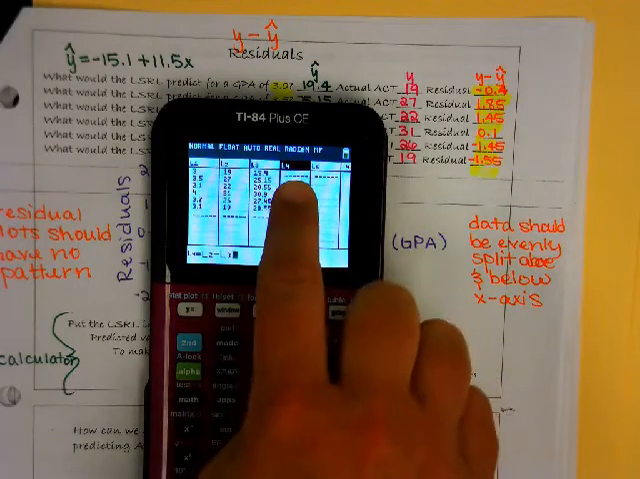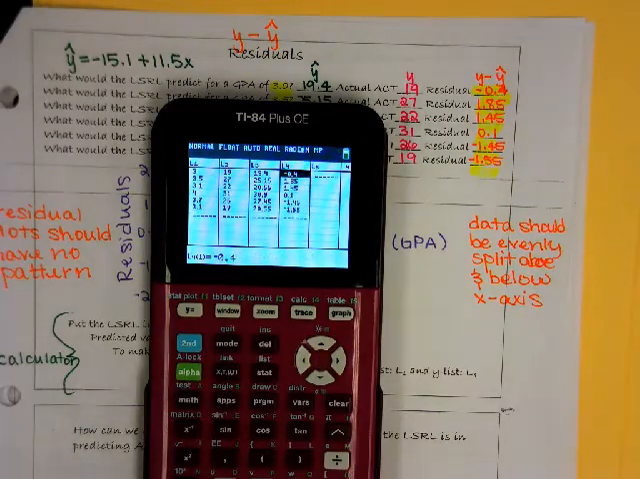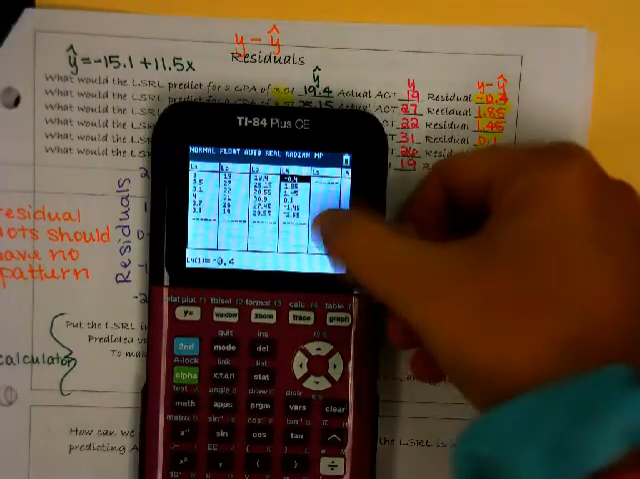It gave me 16. Hold on. List 1 minus list 2. List 2 minus list 3. It's all typed down here.